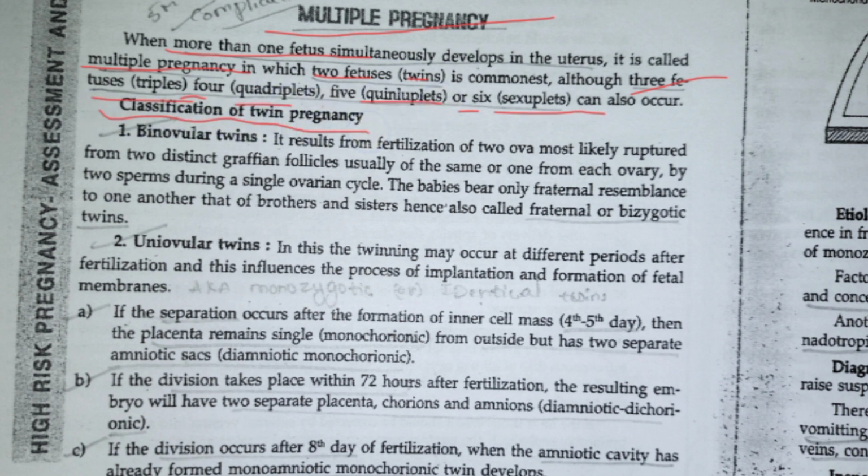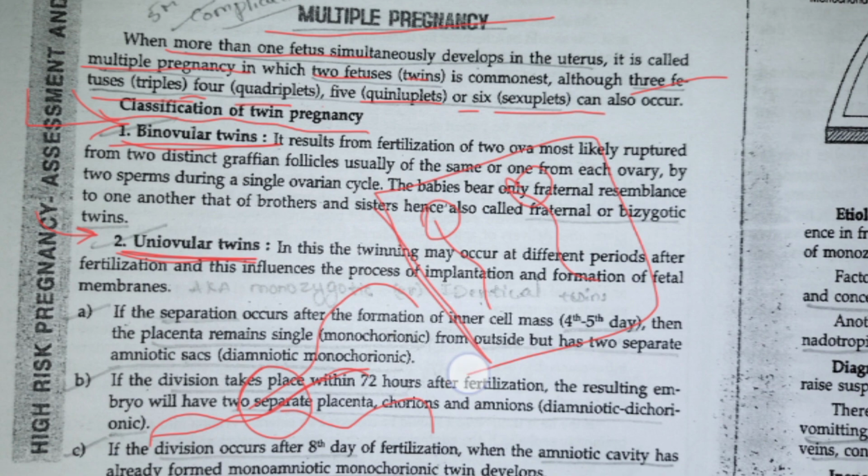Let's see the classifications of twins. In this we have two main types, that is binovular twins and univular twins. In binovular twins, in one cycle we have two ova and two sperms get fertilized and two eggs form, two babies get formed. That is binovular. But in univular, one egg will be formed and one sperm fertilizes it, and in further development this one ovum gets divided into two and two babies are formed. That is univular.